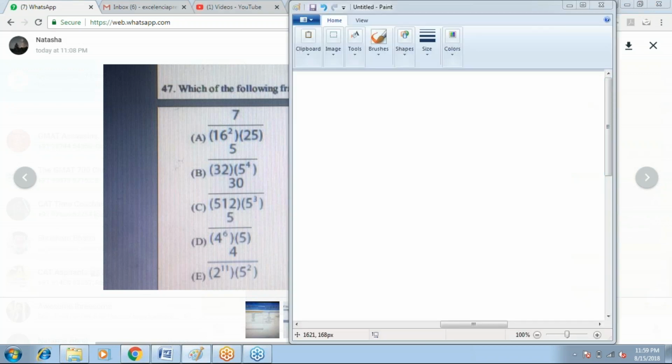All right. So let me copy these numbers in a different way. 16 is 2 to the power 4, and 16 square will be 2 to the power 8. So the first option I am writing is 7 over 2 to the power 8 into 5 square.